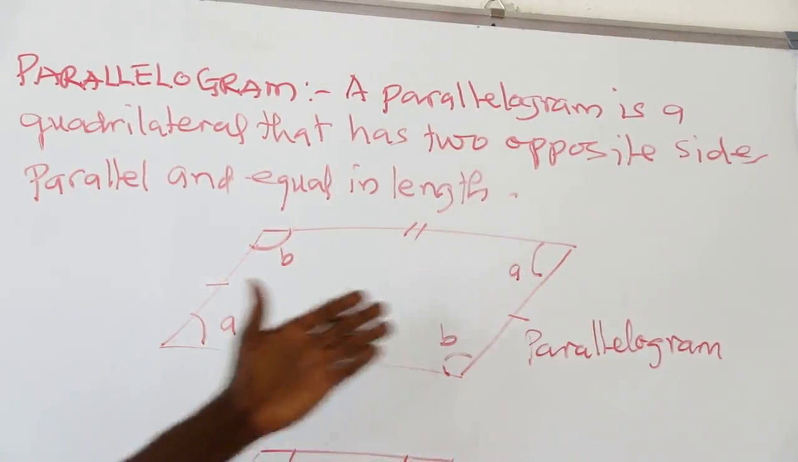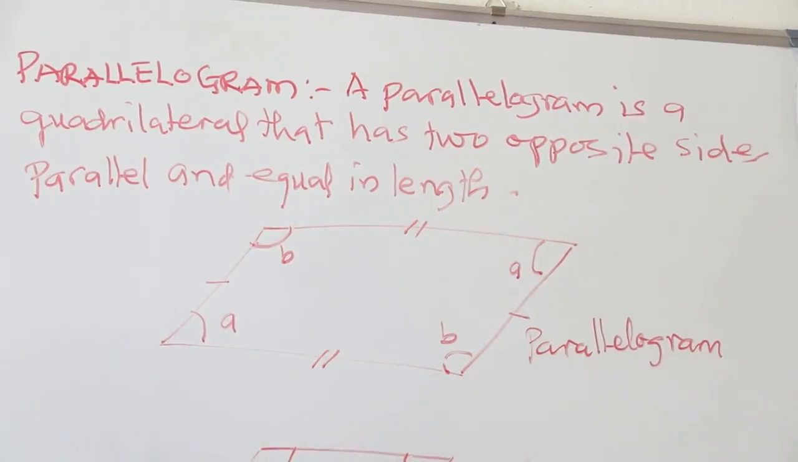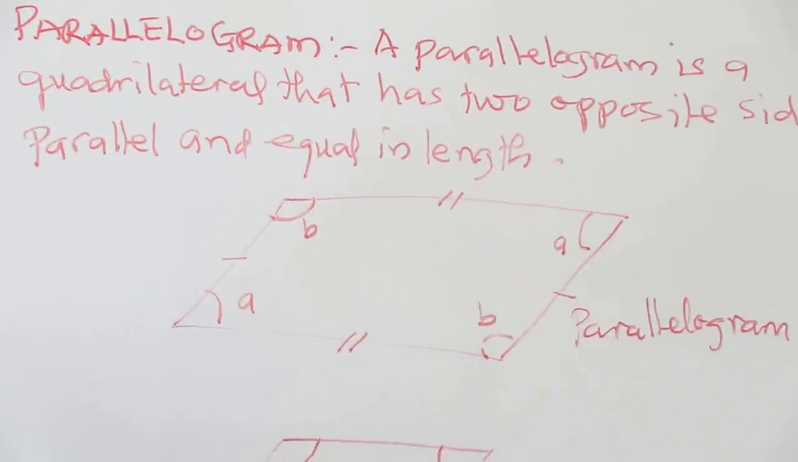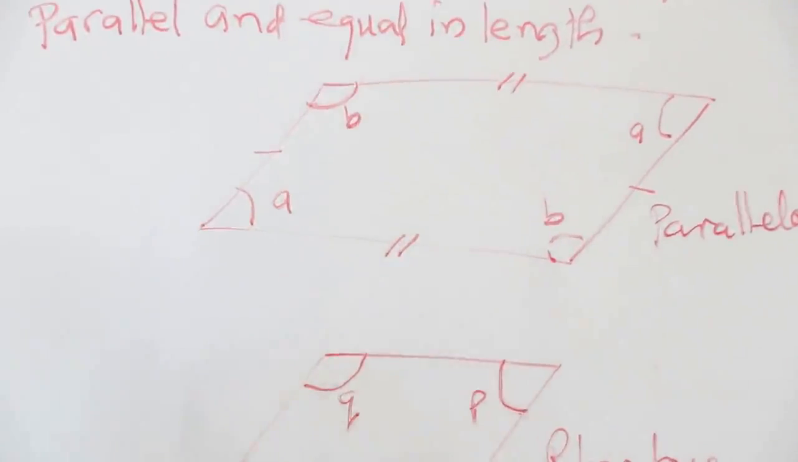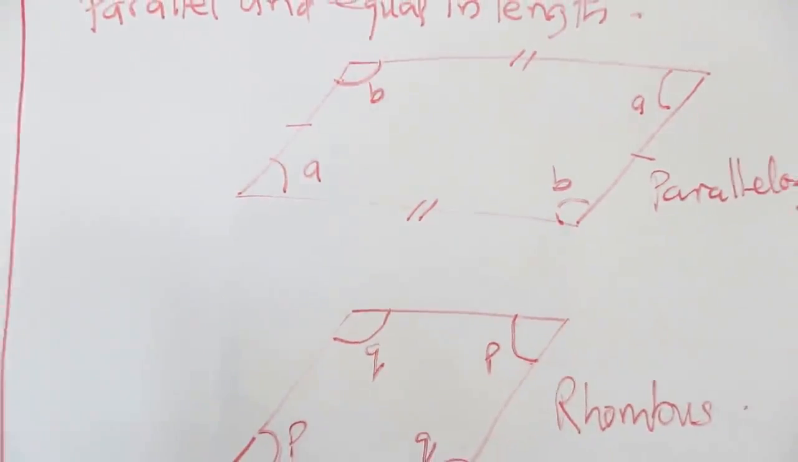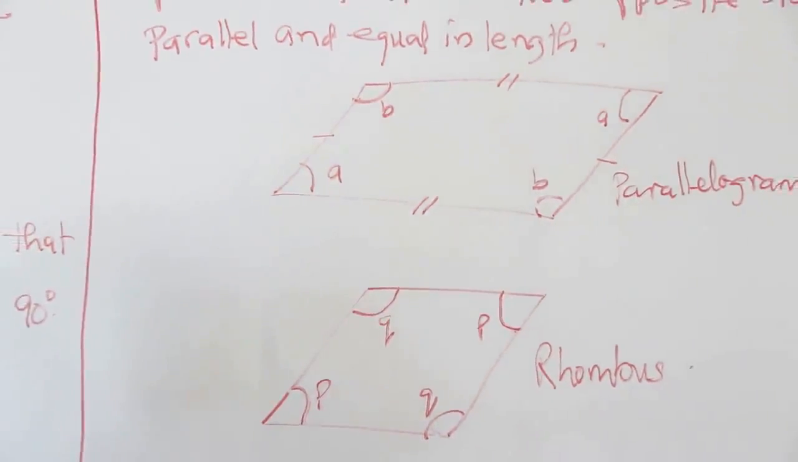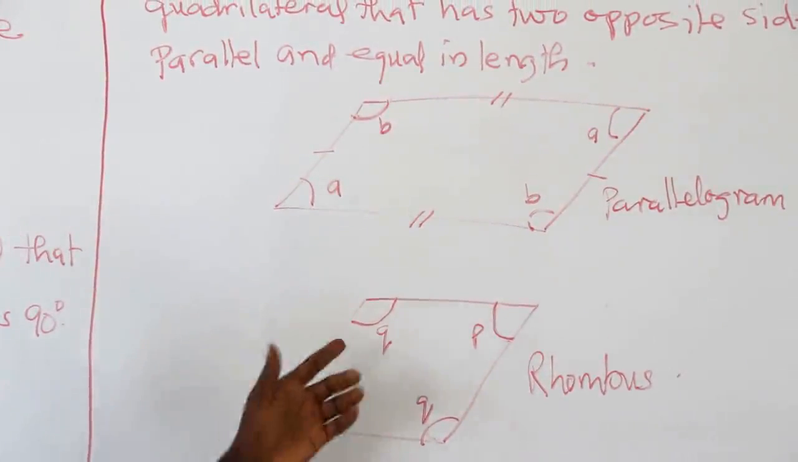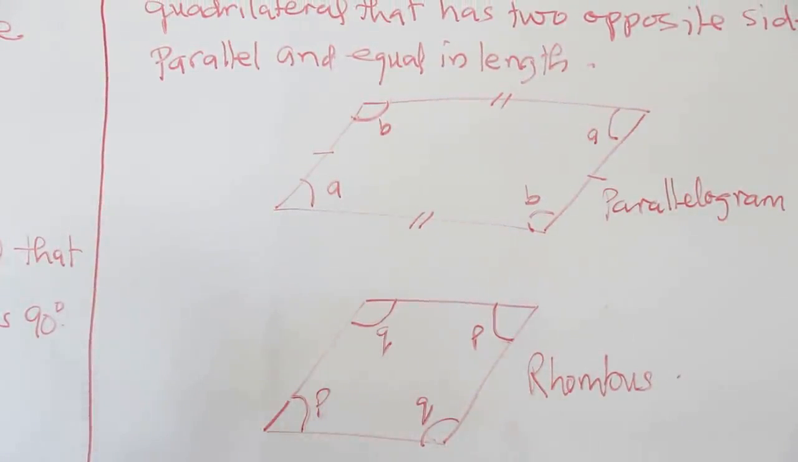But we can also have two types of parallelogram. We have the normal parallelogram and the rhombus. The difference between the rhombus and the parallelogram is that the sides of the rhombus are the same and opposite angles are also the same.